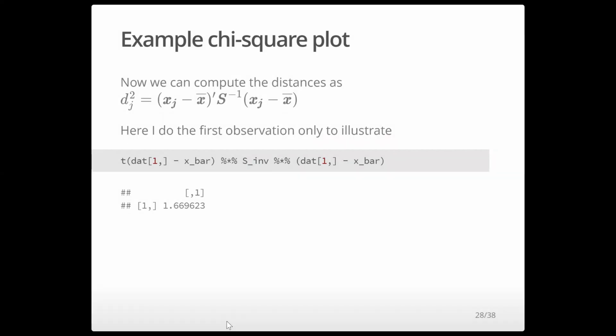So now we can get our distances by computing the data minus the mean vector transposed times the covariance matrix times the data minus the mean vector. So here I'm illustrating with the first observation from the data, so the first row of the data minus the mean vector, of course transposed, times the inverse covariance matrix, again times the first row minus the mean vector. And so this is our first distance value here, 1.67.